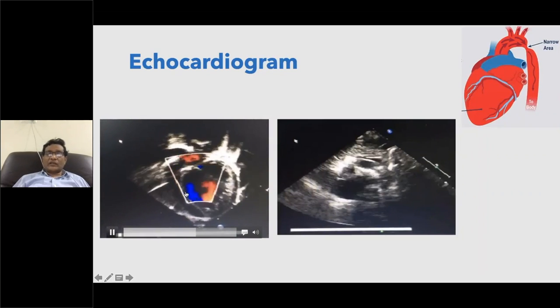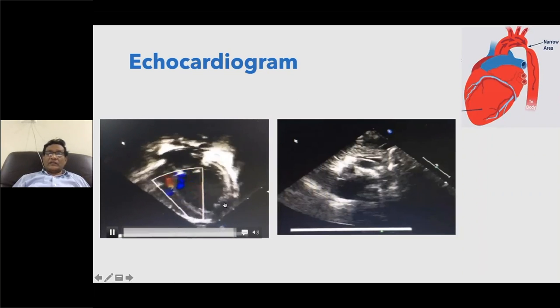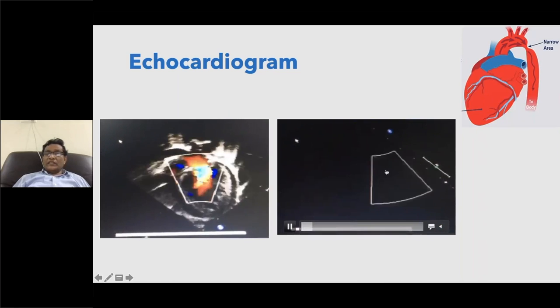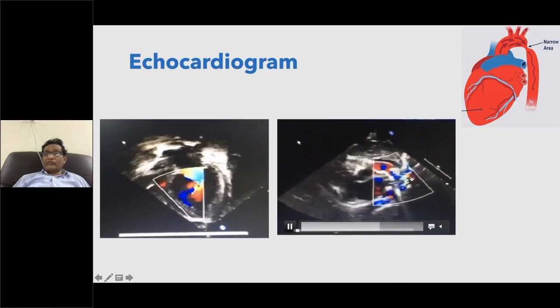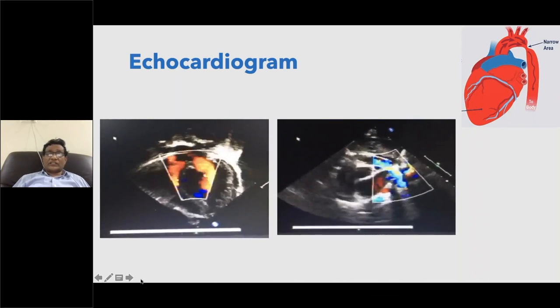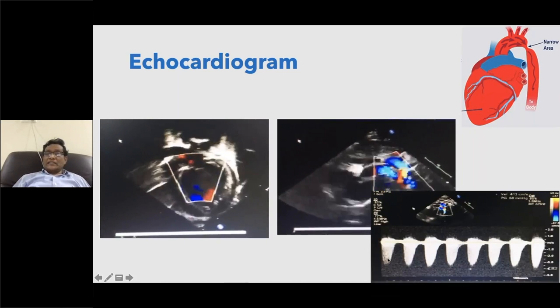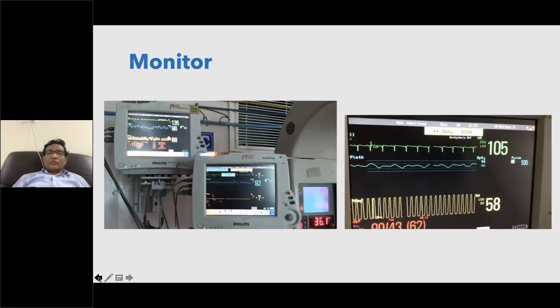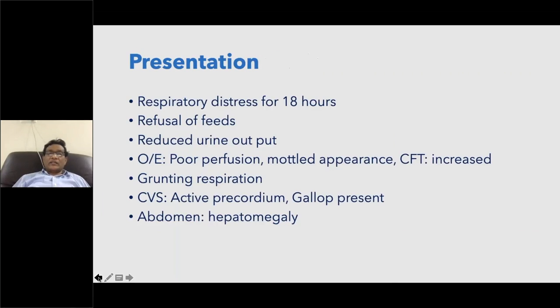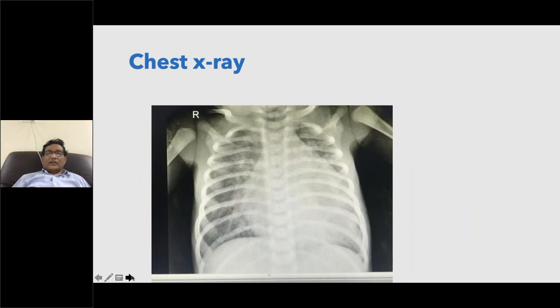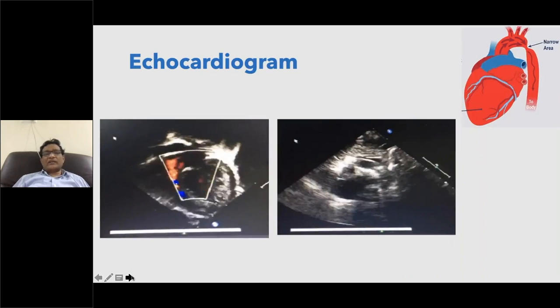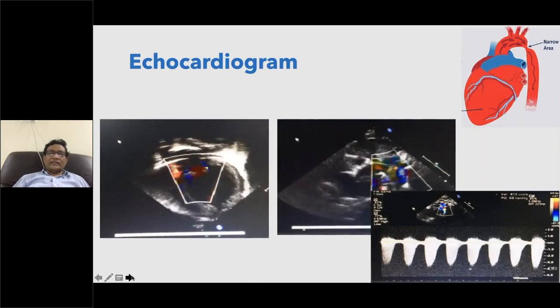Now you look at the echocardiogram. Ventricular dysfunction is there. Heart is dilated. So now you see the aortic arch. There's a severe degree of coarctation here, significant coarctation, and there is a gradient. So typical presentation of the baby with mottled appearance, reduced urine output, hepatomegaly, acidosis, suggestive of neonatal coarctation. It's very important to recognize, otherwise baby will die.